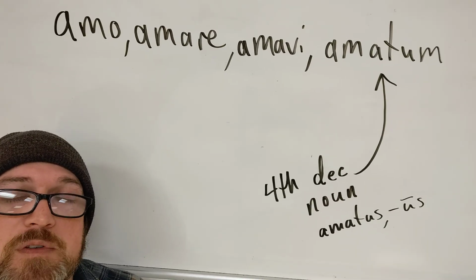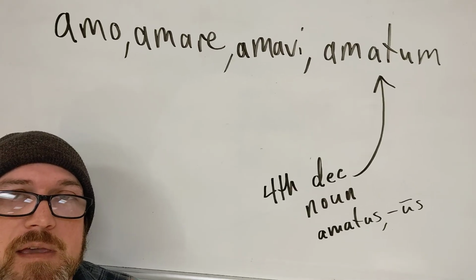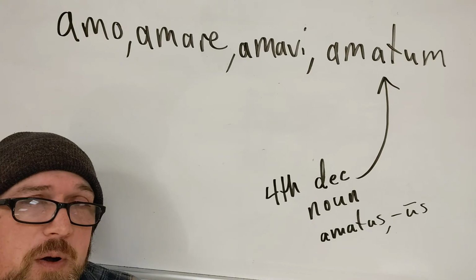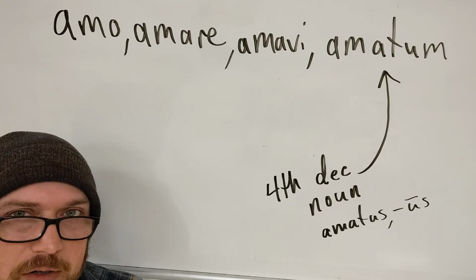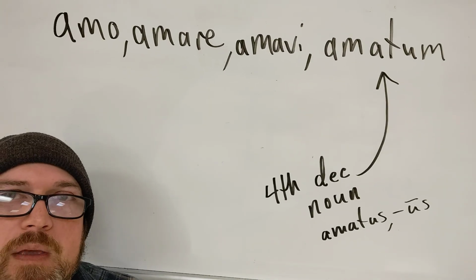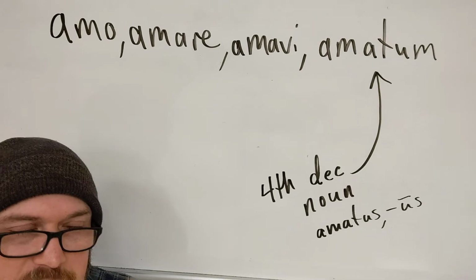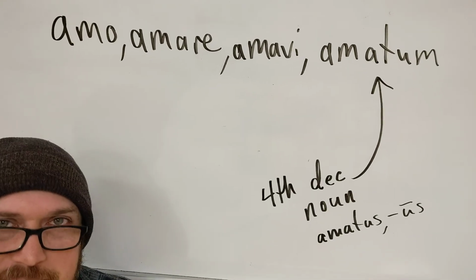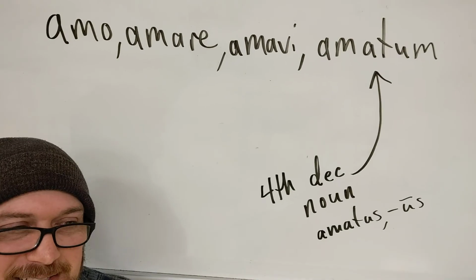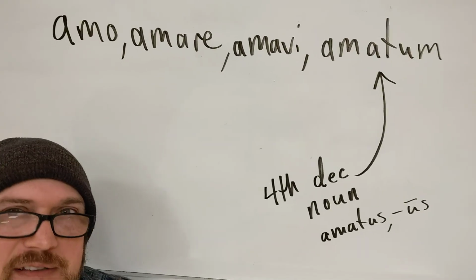Instead, what we learned was that the fourth principal part is used for making perfect passive things, perfect passive participles, perfect passive verbs, etc., right? But it is, in fact, also used to make the supine. That's the thing that it is named for, and it does do that thing.